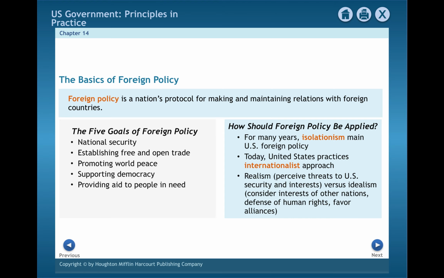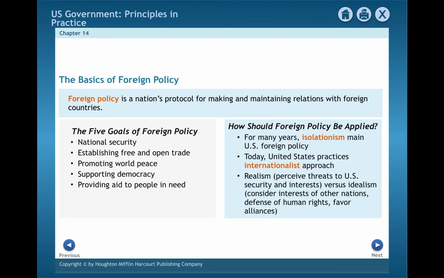And then finally, the last approach we're going to discuss is idealism. And some people also call it liberalism. So, this is the belief that, unlike realists, they consider not only the interests of the United States, but also other countries' interests as well. So realists and idealists are very similar. They believe that you must interact with other nations, but where they differ is the realist says we have to take the US's best interests into account, and the idealist says we need to take all nations' best interests into account.